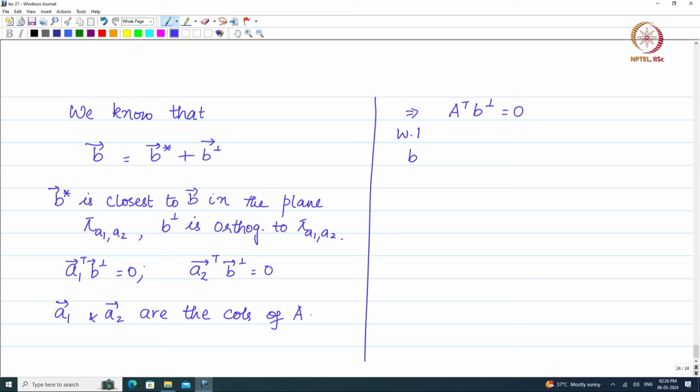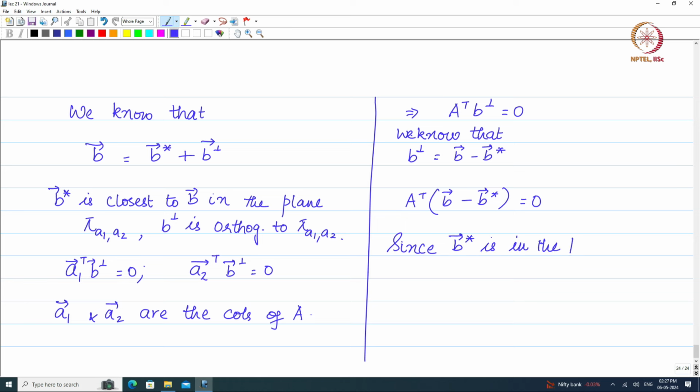And we know that B perpendicular is nothing but the vector B minus the vector B star. So, what are we going to do? We are going to say that A transpose into B minus B star is going to be 0, but since B star is in the plane pi A1 A2, I can write B star as A x star, where x star is equal to x1 x2, in our case a 2 component vector.